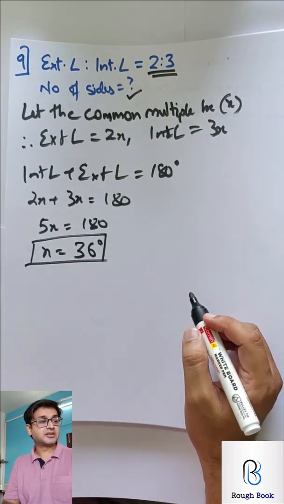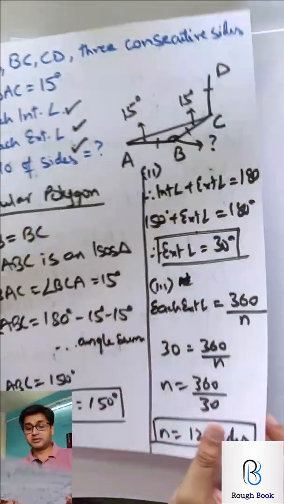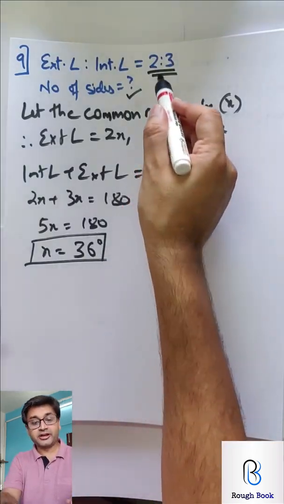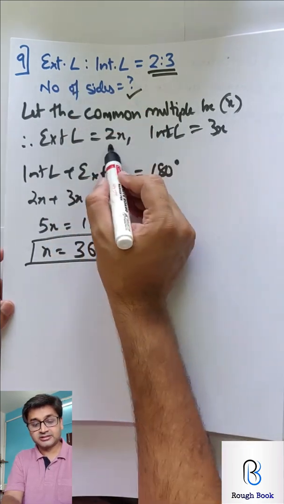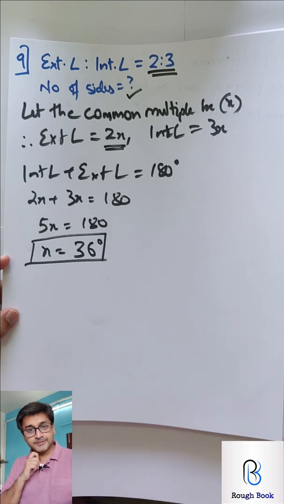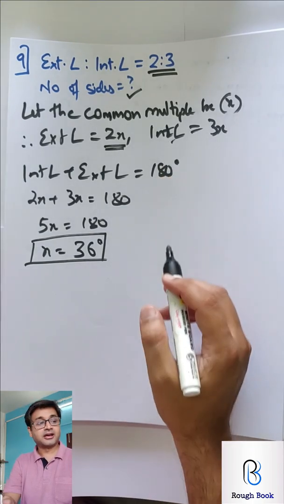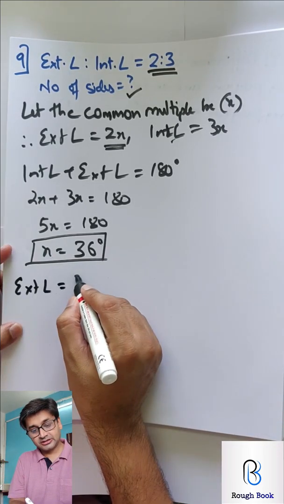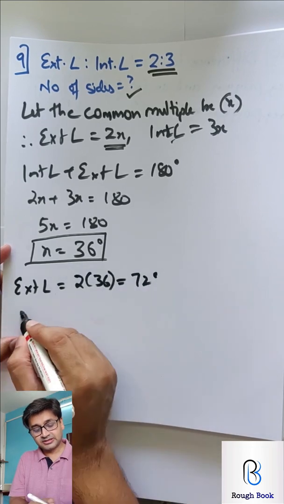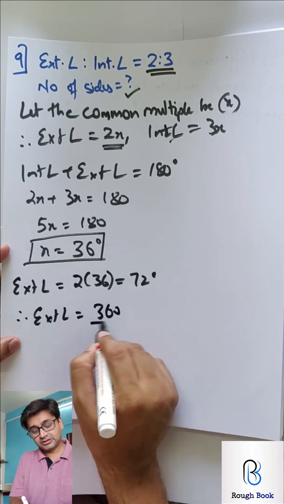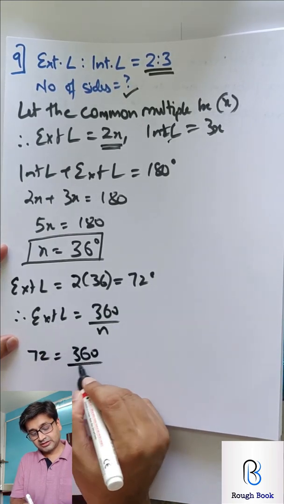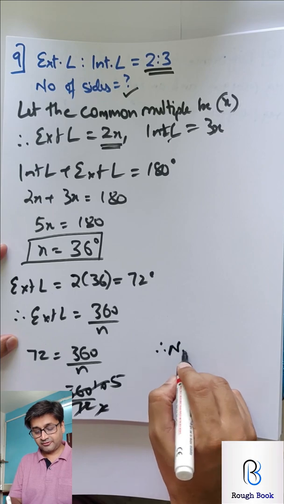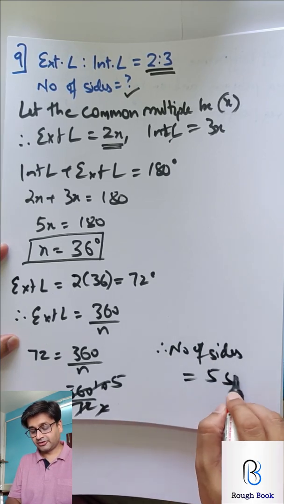My target is number of sides. How will I get number of sides? To find number of sides, exterior angle equals 360 upon n. So you can first find each exterior angle, which is 2x, or find interior angle and use the bigger formula and find number of sides, whatever you want to. So exterior angle is 2x, so 2 into 36, which becomes 72. So exterior angle equals 360 upon n. So 72 equals 360 by n. So n is 360 by 72, 36 ones are 2s, 1s are 5s. So therefore number of sides is equal to 5 sides.